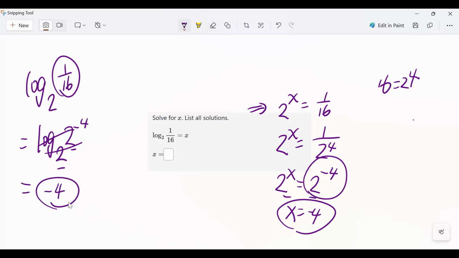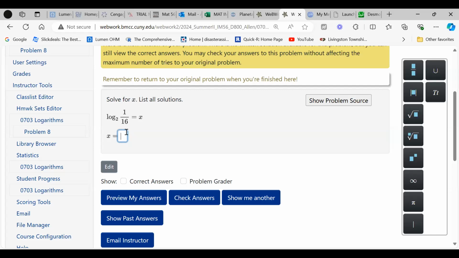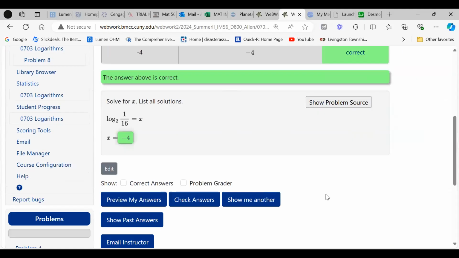So it's totally up to you, right? Sometimes one way is better than the other, and this one, it's equally good. So the answer is just going to be negative 4.